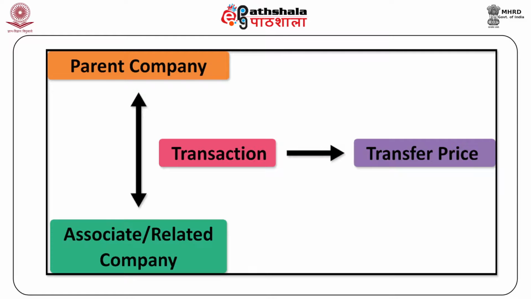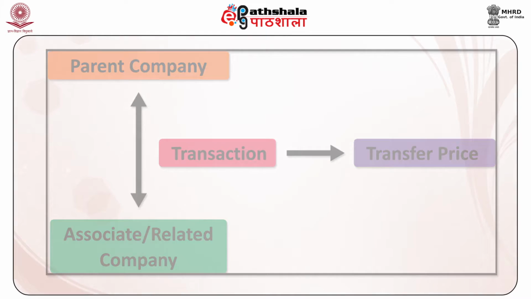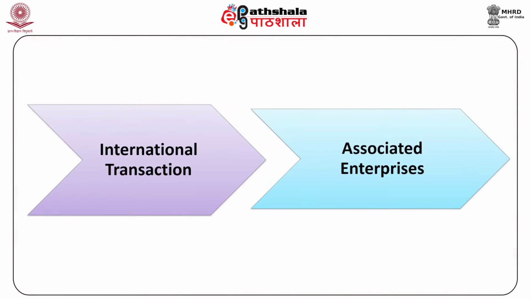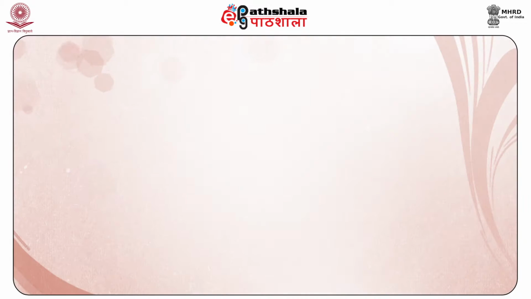In context of transfer pricing, following are essential. The first, international transaction: transaction between two or more enterprises of which either one or all are situated across borders. The transaction may relate to tangible property or services. Secondly, associated enterprises: direct or indirect participation in management and control of one in another.